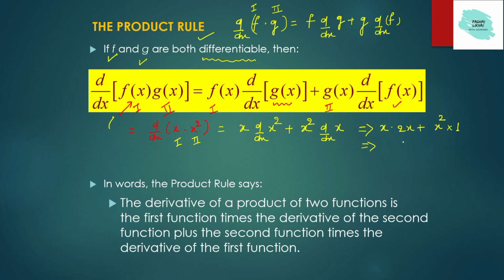Now when we multiply them, it gives 2x² plus x² into 1, which gives x², that is 3x². Now if we go through the conventional rule, x into x² is x³, and its differentiation by the power rule is 3x². So the differentiation of x³ gives 3x², and by the product rule we also find 3x². Hence, the result is verified.